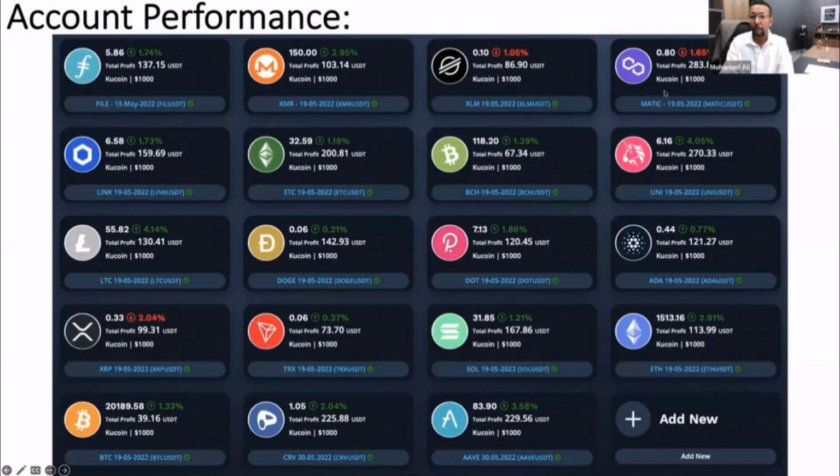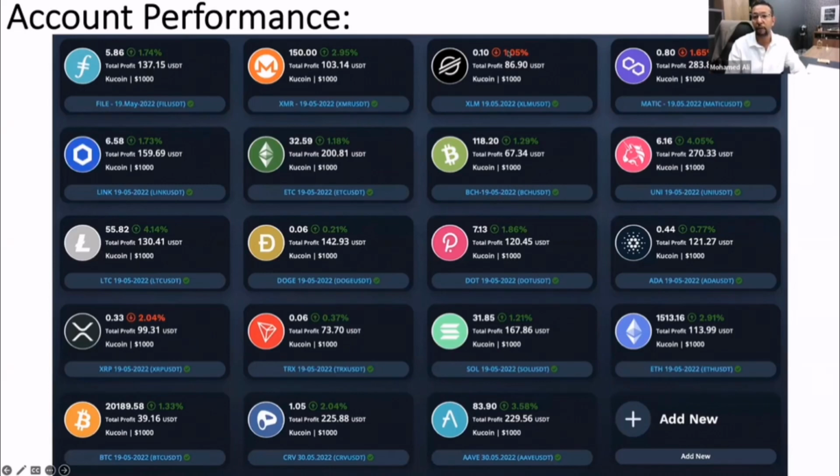Now let's get to the interesting part, which is the performance of this account that we have been following for quite some time. These are the coins that we're trading in this account, and these are the profits. For example, the FIL USDT started on the 19th of May and so far made 13.7%. The capital was 1,000. Here's the profit, 137, which represents 13.7%.